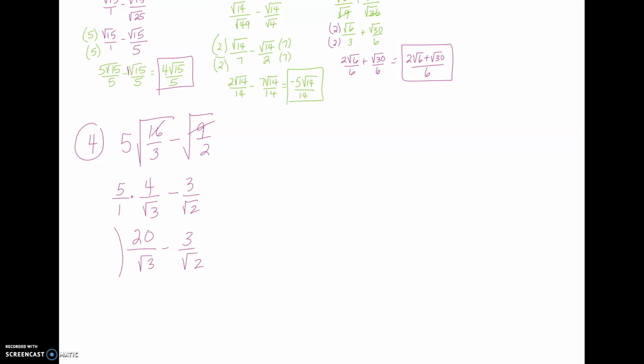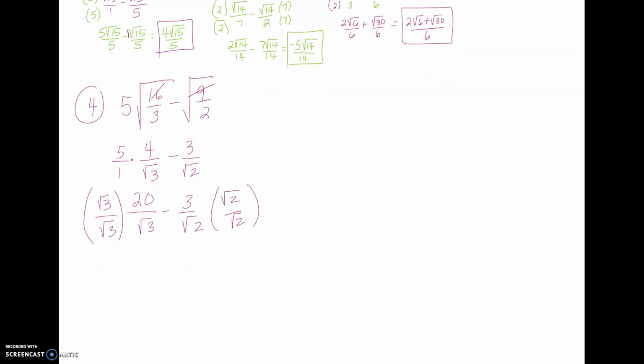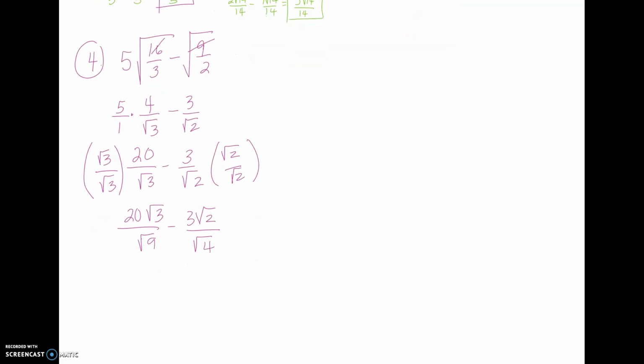I don't have any perfect squares in either of my radicals, so I'm going to multiply the top and bottom by the square root of 3 over the square root of 3 on this side and the square root of 2 over the square root of 2 on this side. I get 20 square root of 3 over square root of 9, minus 3 square root of 2 over the square root of 4. From there, I get 20 square root of 3 over 3 minus 3 square root of 2 over 2.